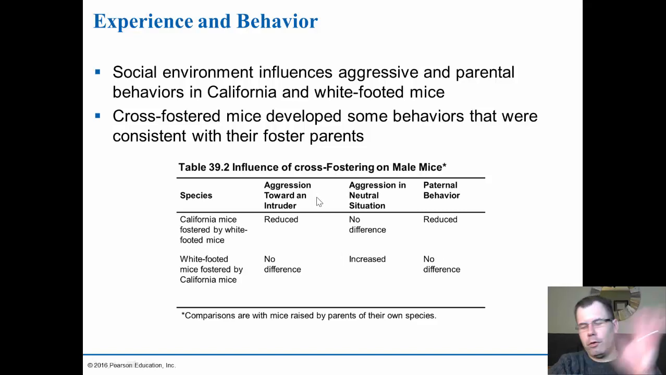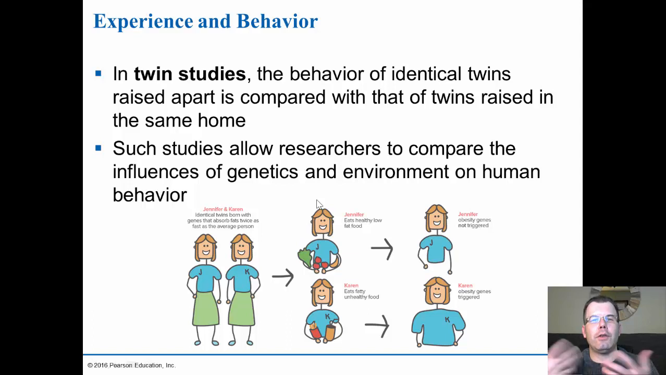Now in humans, we do this as well, but we use what are called twin studies. A lot of times we can look at twins that were adopted by different families compared to twins that were raised in the same household. That allows us to compare the influences of genetics and environment on human behavior, because we can look at individuals that have the same genetics, identical twins, because they have the same DNA, but were raised in two different households, and we can see how their behavior is.